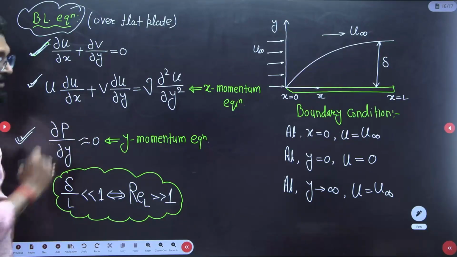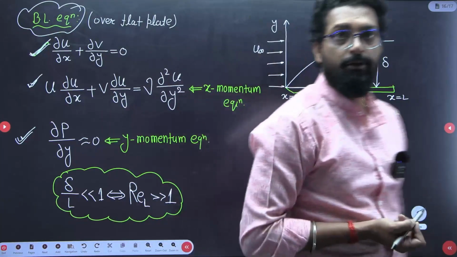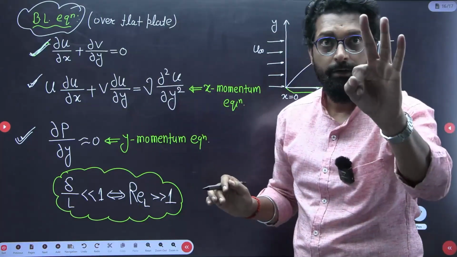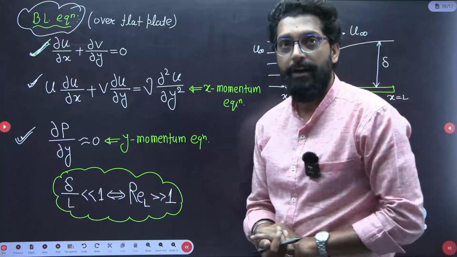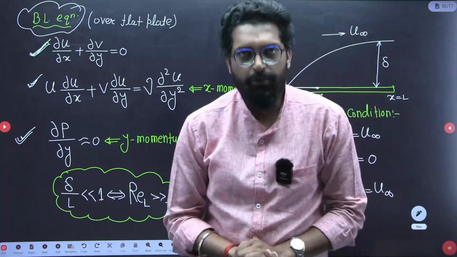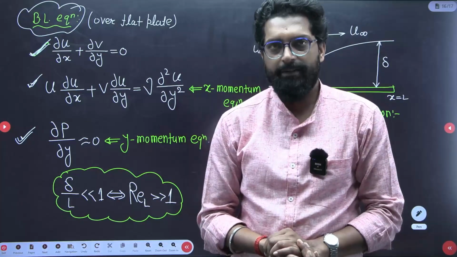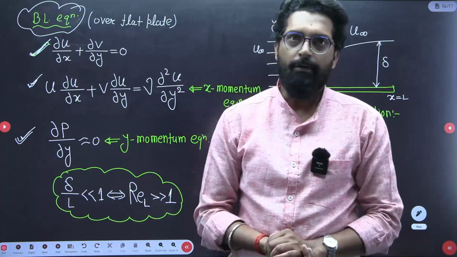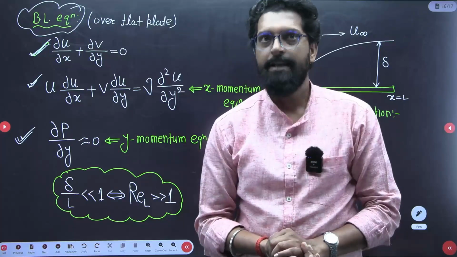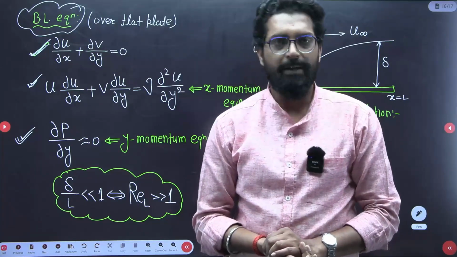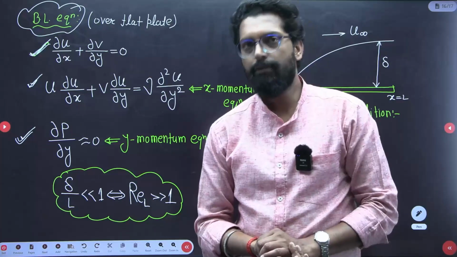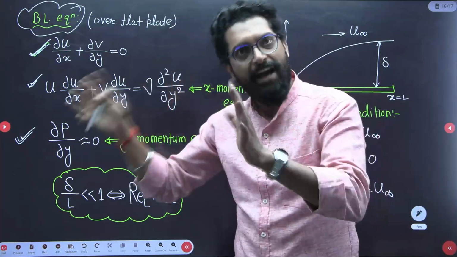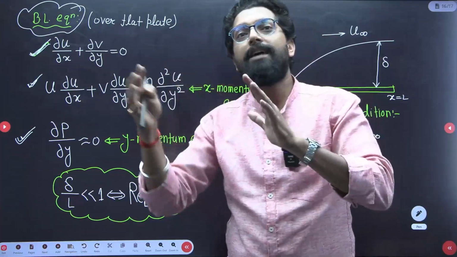So dou p over dou y is equal to 0. This is the y direction equation, and this is very important. This is the third question. Someone asks you, what is the equation of boundary layer? Sir, first is the continuity equation. What is that? Dou u by dou x plus dou v by dou y. Second one is the momentum equation in x direction. What is that? Sir, u dou u by dou x plus v dou u by dou y is equal to mu dou square u by dou y square.